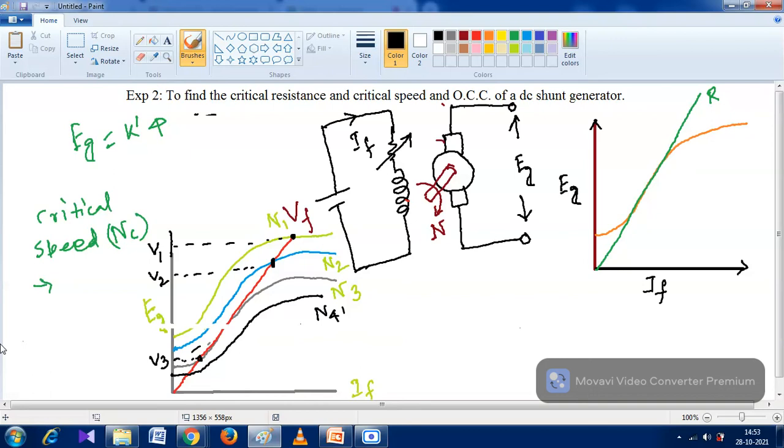And what is the definition of the critical speed? This is the speed of the armature below which there is no voltage build up on the armature, and it is called critical speed. Just write down the definition. First we determine the critical resistance, then we determine the critical speed.